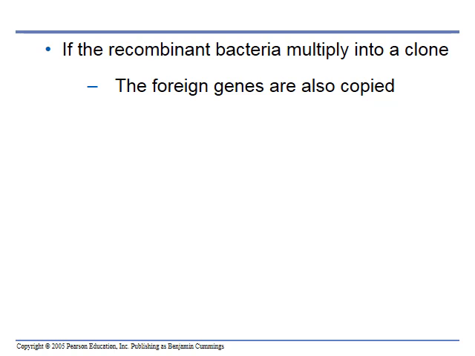So if the recombinant bacteria multiply into a clone, then the foreign genes are also copied. All that's saying is as they do their binary fission and make more and more of them, that foreign DNA stays in that plasmid and gets copied along with everything else.